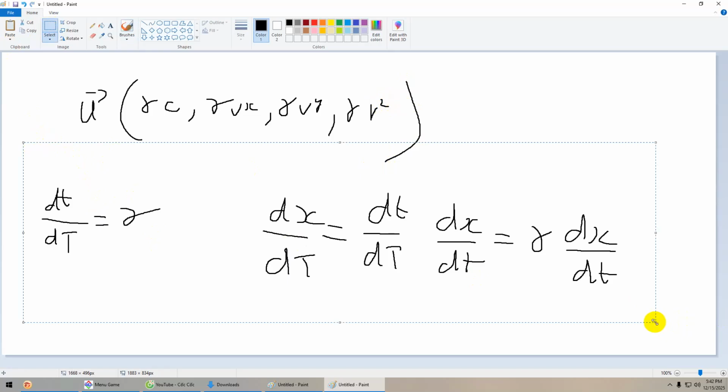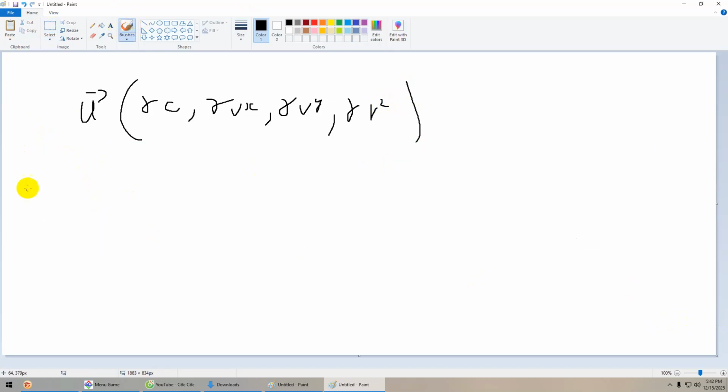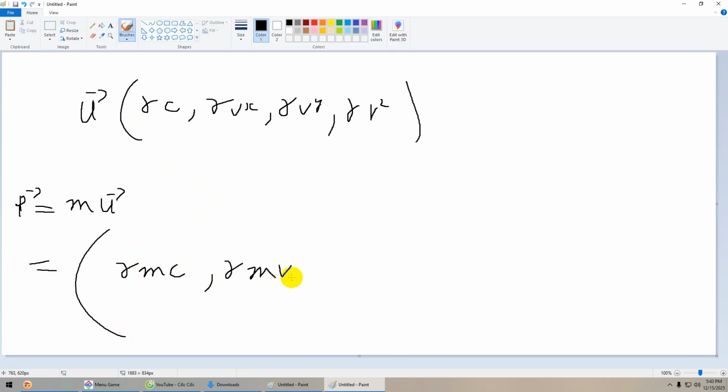We can see that technically the four-momentum vector is mass multiplied by the four-velocity vector. So we can distribute this. So we must have this, where we have gamma multiplied by mc, and gamma multiplied by m Vx, and gamma multiplied by m Vy, and gamma multiplied by m Vz.